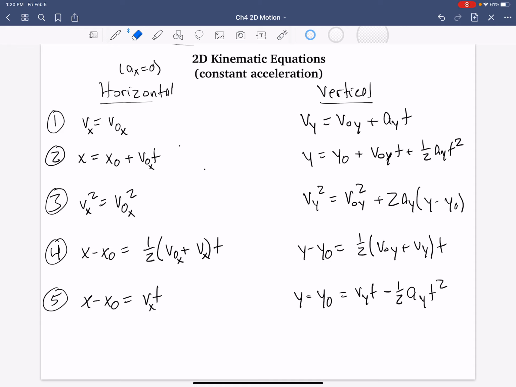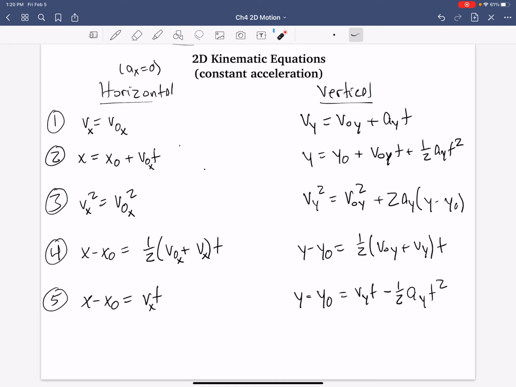So the x equations simplify a little bit, and it should make sense. The final speed equals the initial speed horizontally because there's no acceleration. Same thing here, so equation 3 reduces to equation 1. You'll notice equation 5 is simply the definition of speed, and this equation here is the definition of average speed if you work it out. So the horizontal equations hopefully work out to be fairly intuitive.